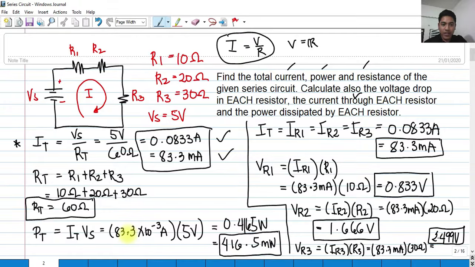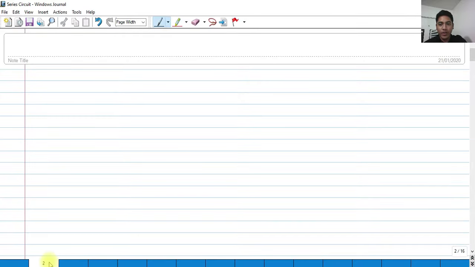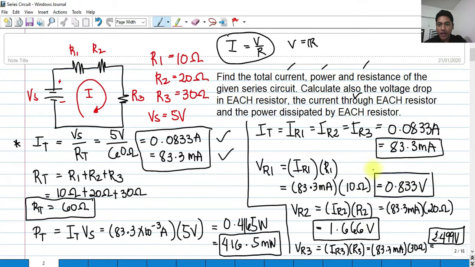So that's it. How do we check if we have gotten the correct voltage drops? To check, if we add all of these voltage drops, the sum should be equal or approximately equal to 5 because we have rounded off some values.